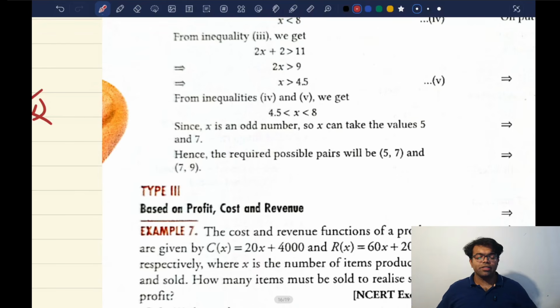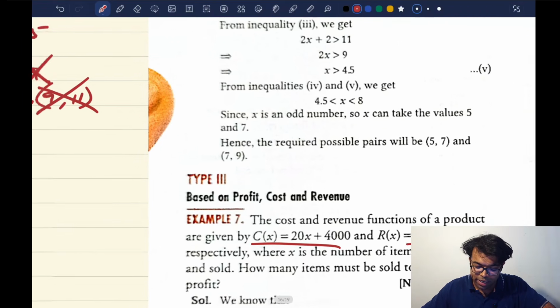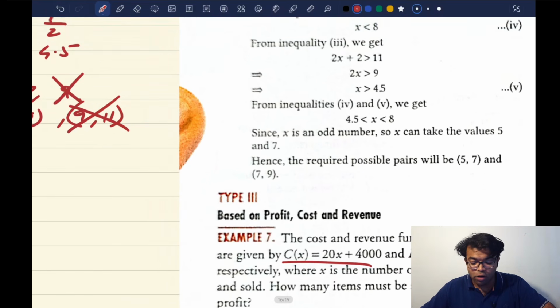Yeah, that is fine. I thought you would say revenue minus cost is profit. Because that's what we are supposed to do here, because cost has been given to us and revenue has been given to us, where x is the number of items produced and sold. How many items must be sold to realize some profit? Some profit means what? You cannot have revenue minus cost greater than or equal to zero, it should be greater than zero. Because if you say equal to zero, then it's no profit, no loss. So these are the wordings that you need to take into consideration.